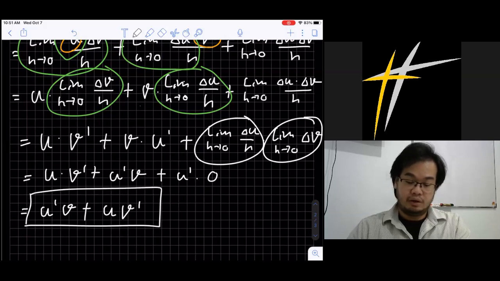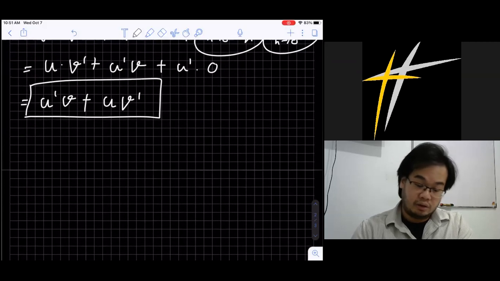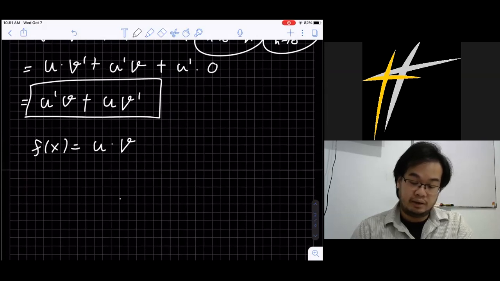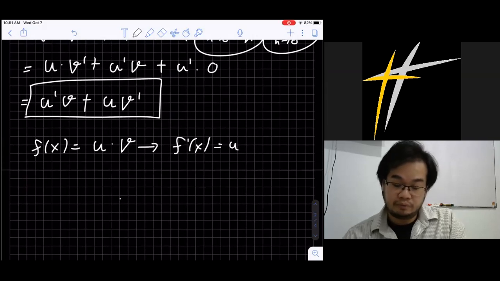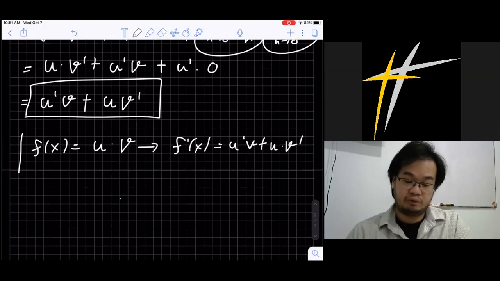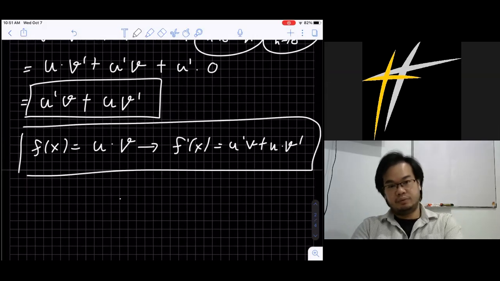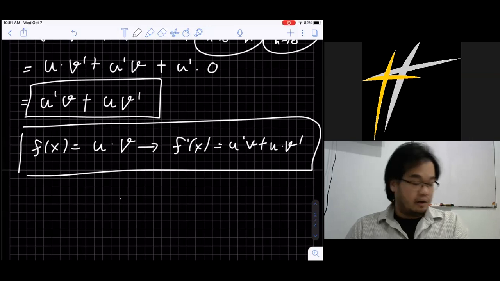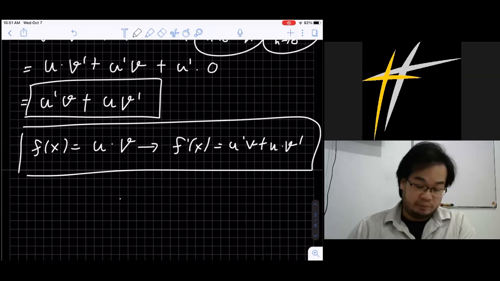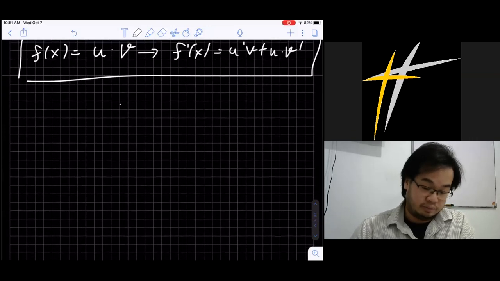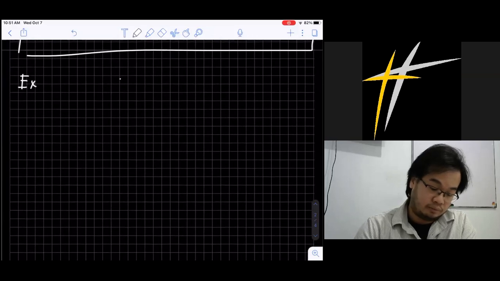Okay. So conclusion, if f(x) is equal to u times phi, then f prime(x) is equal to u prime phi plus u phi prime. So this is the formula for today. Okay. Now let's see the example, page 133. Example 1.